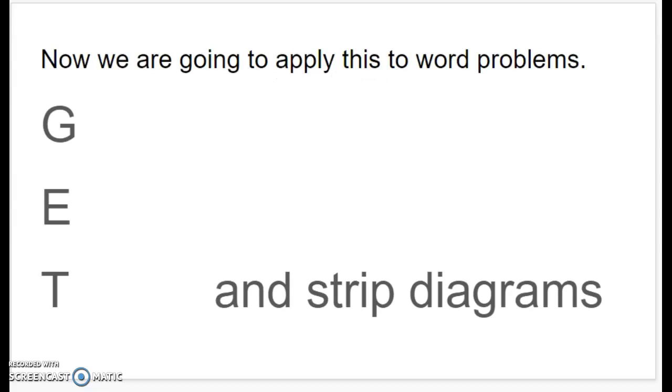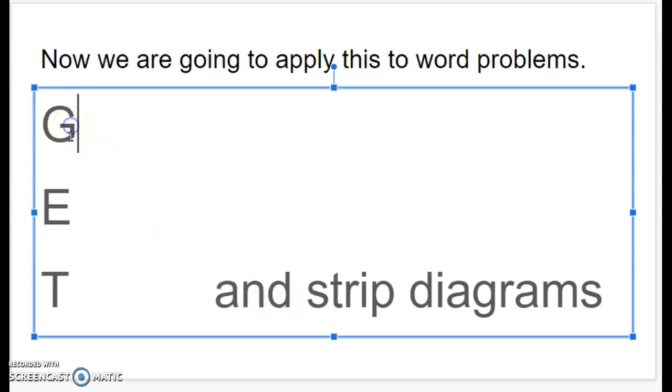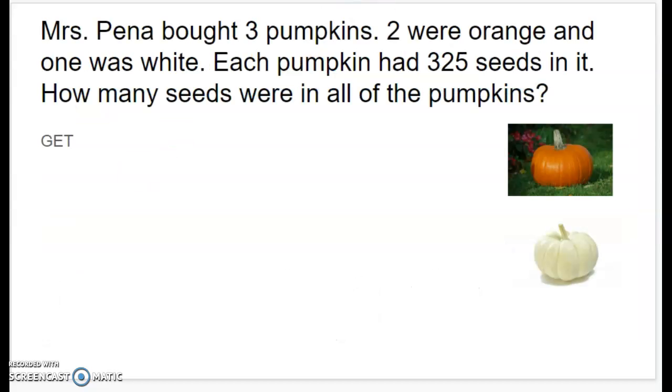So when we do word problems, we're going to think GET and strip diagrams. So GET: groups, each, total. That's what GET stands for. Groups, each, total. So let me show you how this works.